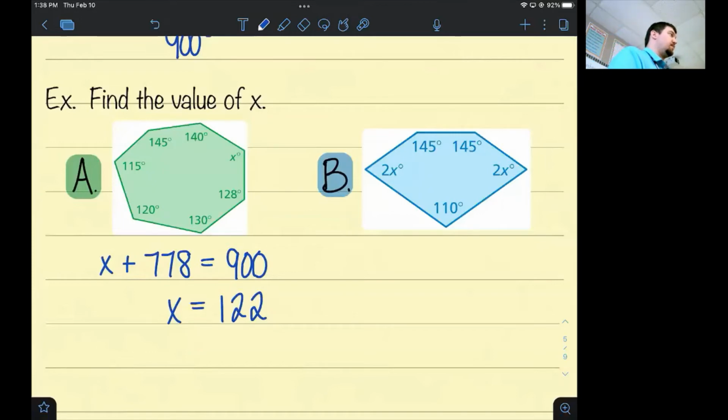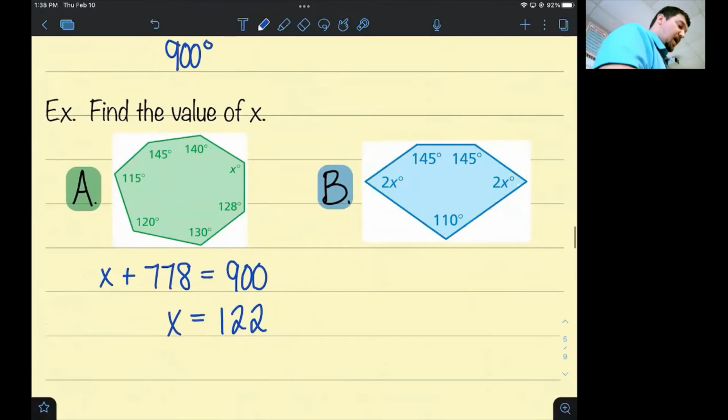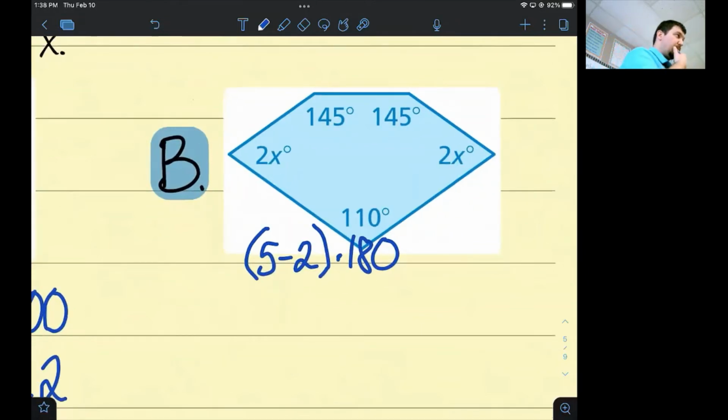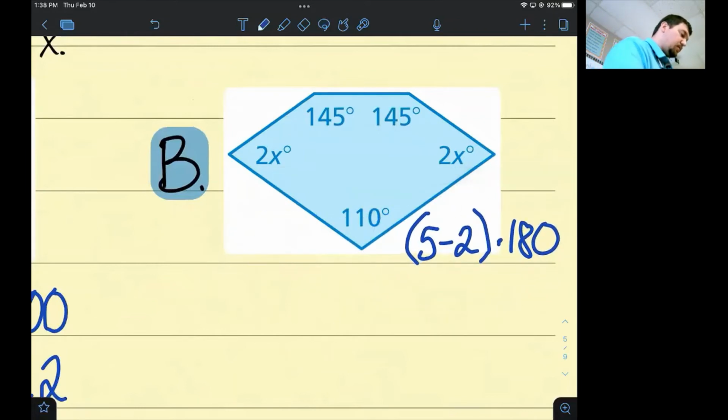Carson? Yes, 5. It is a pentagon, although it doesn't look like a pentagon, it is a pentagon, right? So pentagons have 5 sides. So 5 minus 2 times 180. Carson, how many degrees are in every pentagon? 540. So my equation is going to be equal to 540.